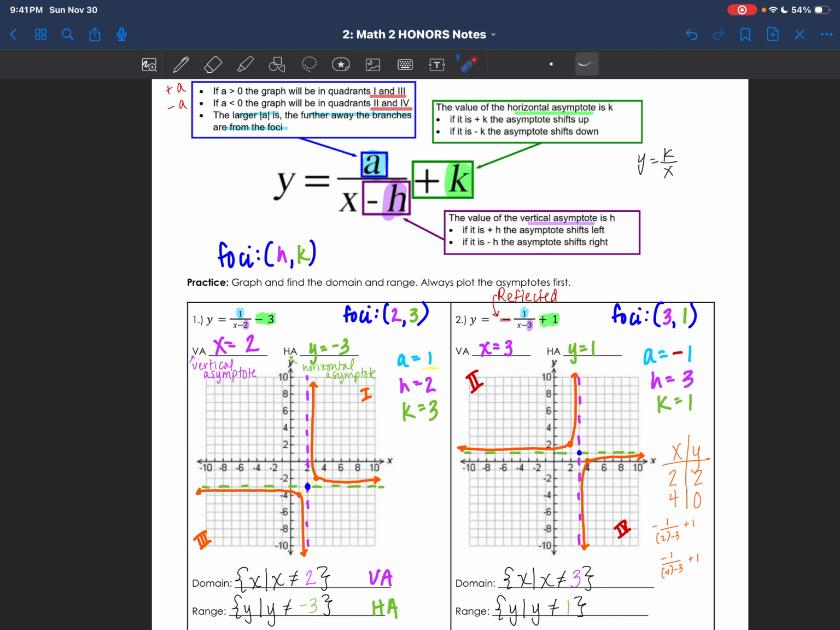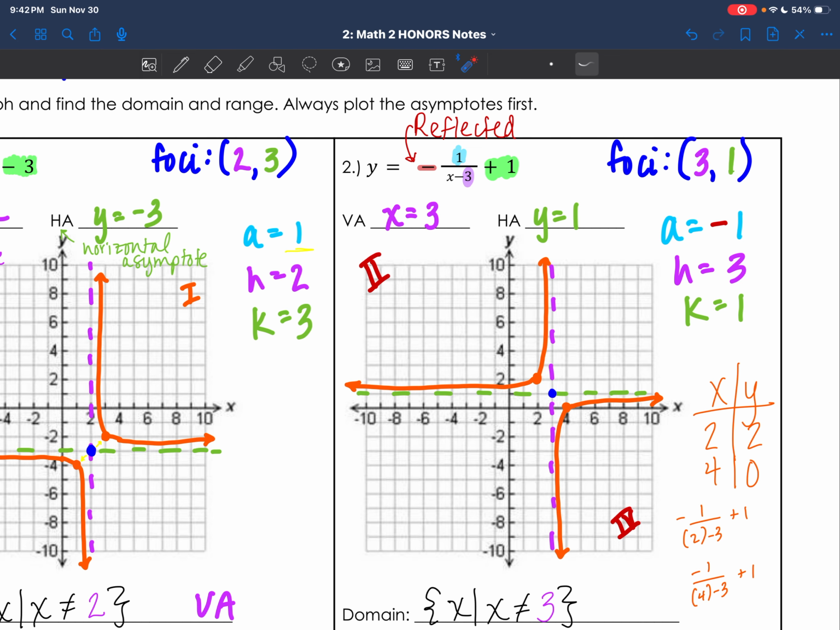So let's go ahead and list the rest of the information. H is 3, K is 1, so put these together to make your foci. Once you've got your foci, then you can go ahead and do your asymptote equations. So my vertical asymptote is going to be x equals 3, and I'm going to graph that here. And my horizontal asymptote is y equals 1, so it crosses the y-axis at 1. And where the two intersect should be where your h and k are.